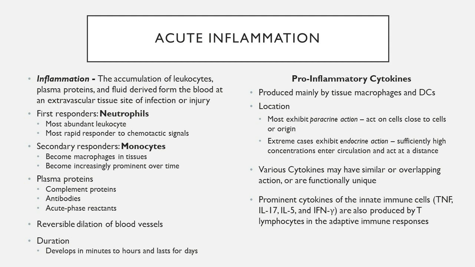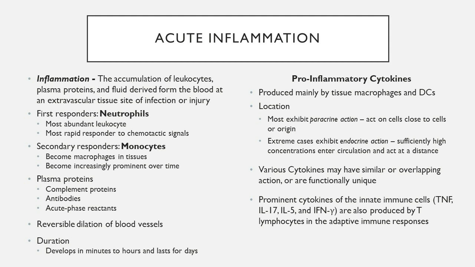Now, inflammation is initiated by the signals of pro-inflammatory cytokines, which are usually produced by tissue macrophages and dendritic cells to a large degree, although any other cells at the site of infection, like mast cells, endothelial and epithelial cells, are capable of secreting these as well. Now, because they're expressed by localized tissue, they tend to act on a paracrine action level, which means they act on cells close to the origin of the inflammatory response.